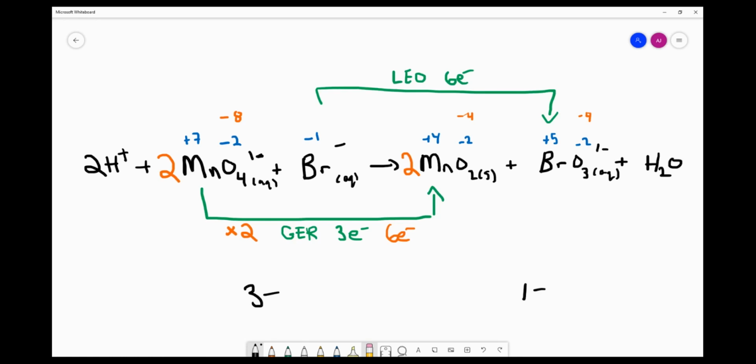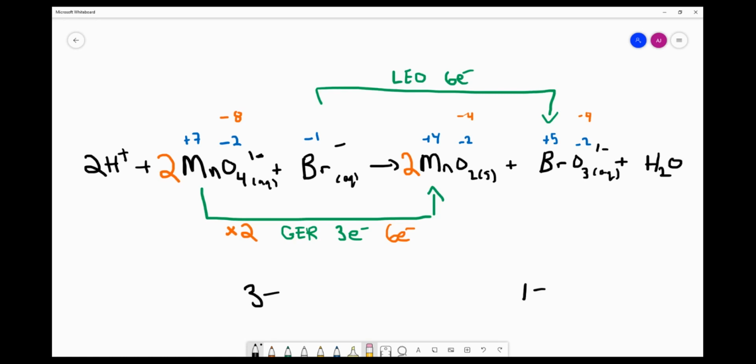On the left-hand side, I have 8 oxygens. On the right-hand side, I have 4 in the manganese dioxide, 3 in the bromate, and then 1 more in the water. So there's a total of 8. So the charges are balanced and the chemical species are balanced. And we've got the electrons lost equal to electrons gained. So the chemical equation is now balanced.